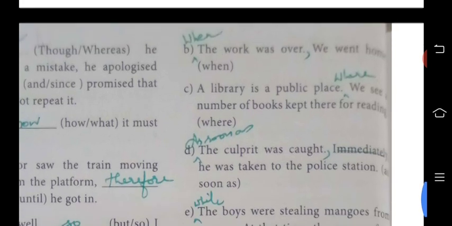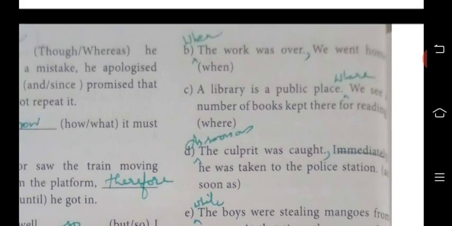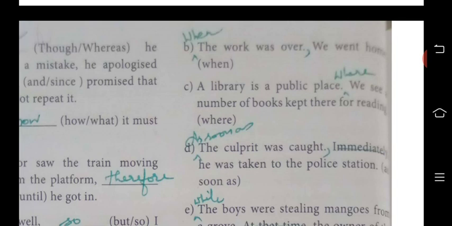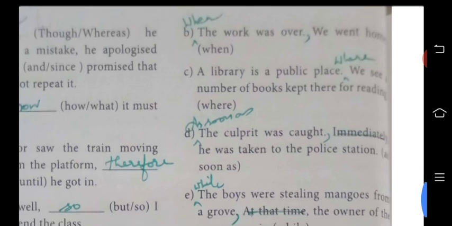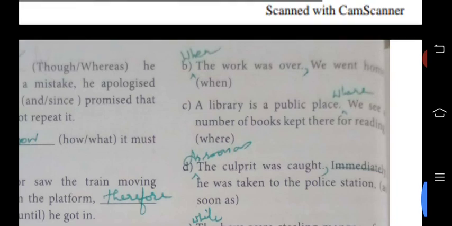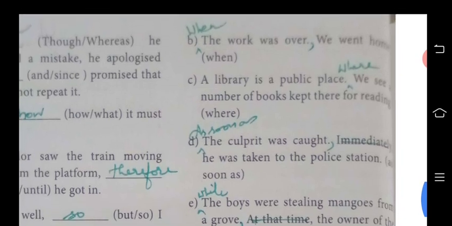Okay. Then see here. The work was over, we went home. So timing. When the work was over, comma. So why have I given comma over there? For writing complex sentences, definitely you should use a comma. Otherwise, there is no solution. So where we have subordinate clause and phrase and subordinate clause. Okay. So when the work was over, we went home.